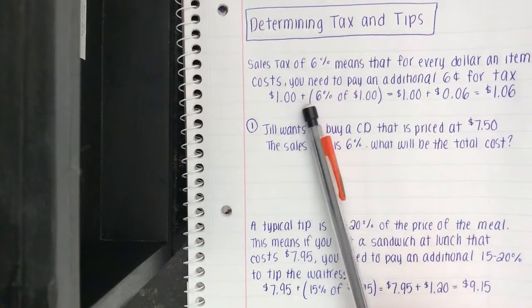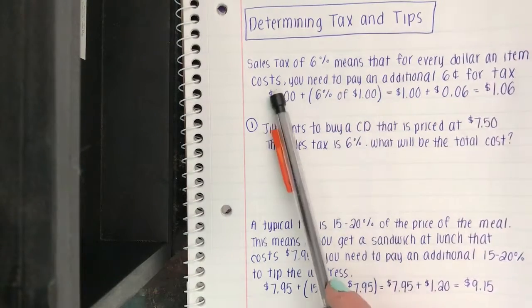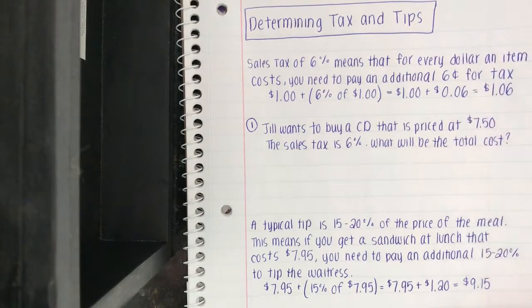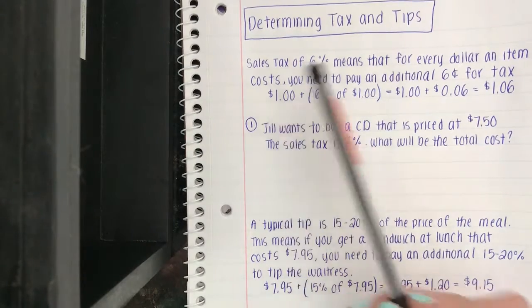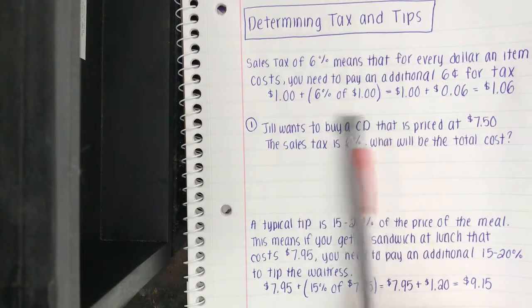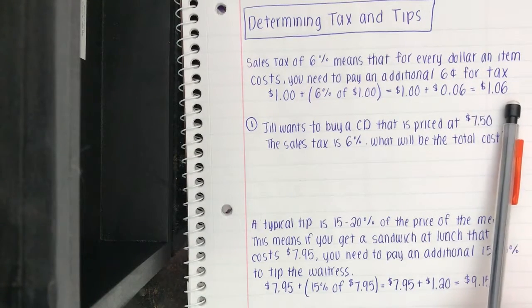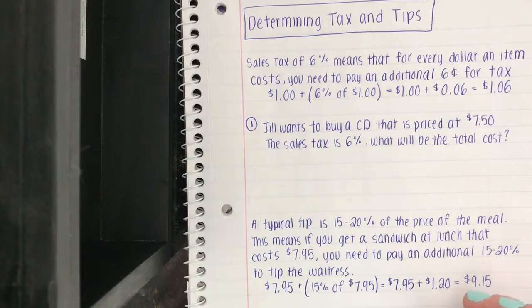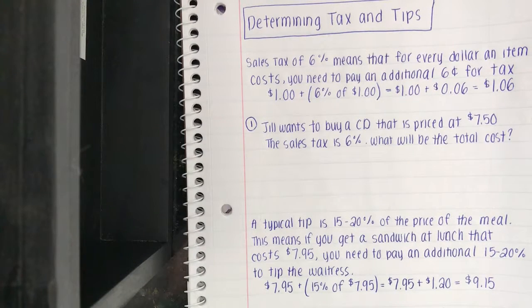So up here, I've written sales tax of 6% means that for every dollar an item costs, you need to pay an additional 6 cents for tax. So you can compute this by taking the dollar, so say an item costs $1, then you're going to add 6% of that dollar, which in this case is 6 cents. So your actual total is going to be $1.06. So sales tax is commonly used throughout the country for any retail product that you might buy. So it's very important to understand this.